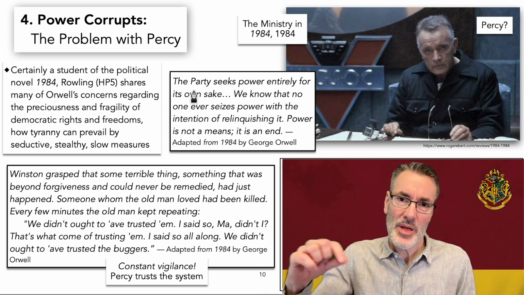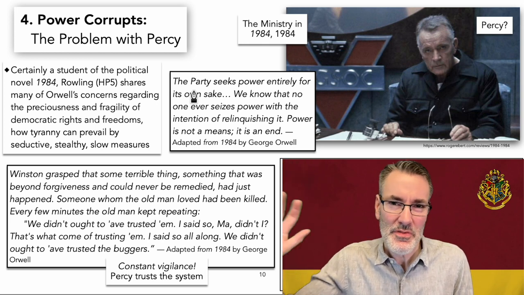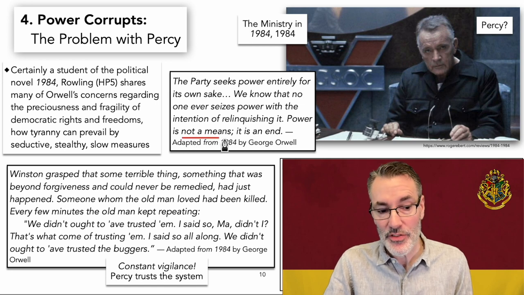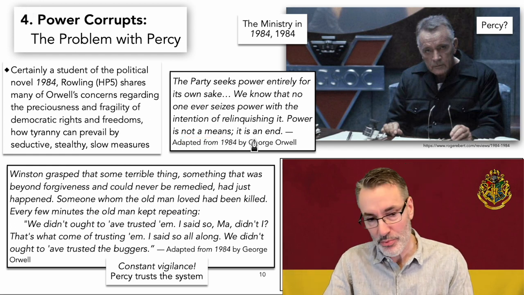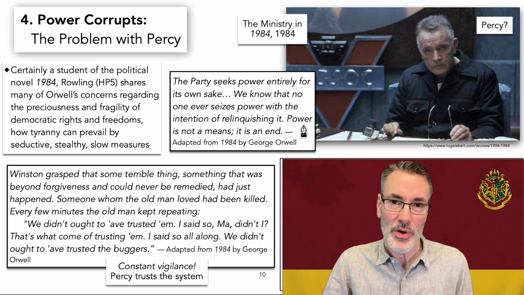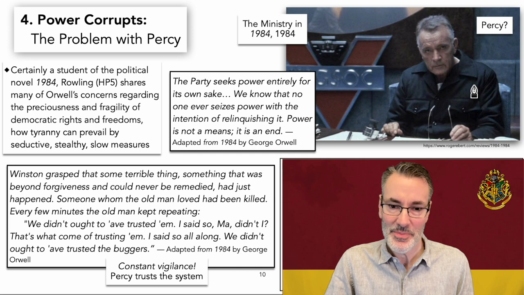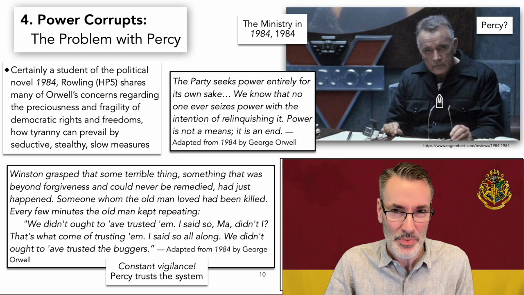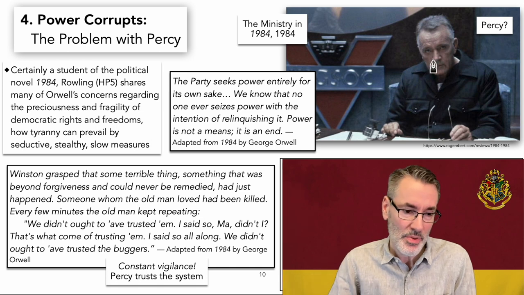So what are you seeking? Are these people who seek power, are they seeking power so that they can use that power to better society? Very, very often, no. So the party seeks power entirely for its own sake. We know that no one ever seizes power with intention of giving it up. Power is not a means to an end to help society, to help people, like the leaders very often promise. Power is an end in itself. It's what we aim for. And this is a quote by one of the ministry officials, O'Brien. He's really, really sinister. He's a Percy Weasley type. If Percy had let himself go completely and joined the dark side completely before pulling back.